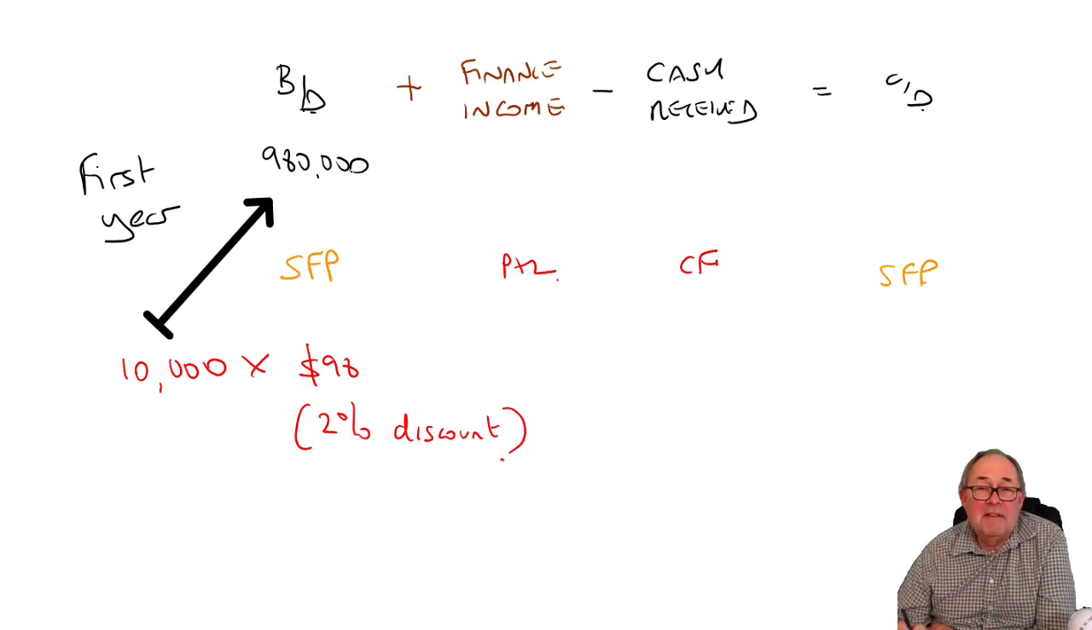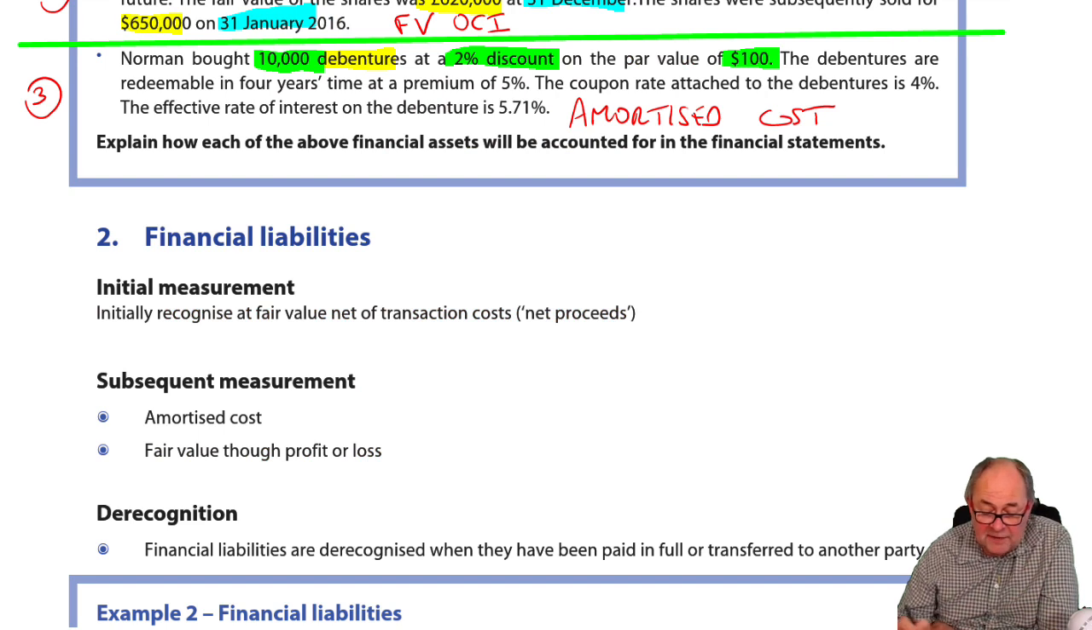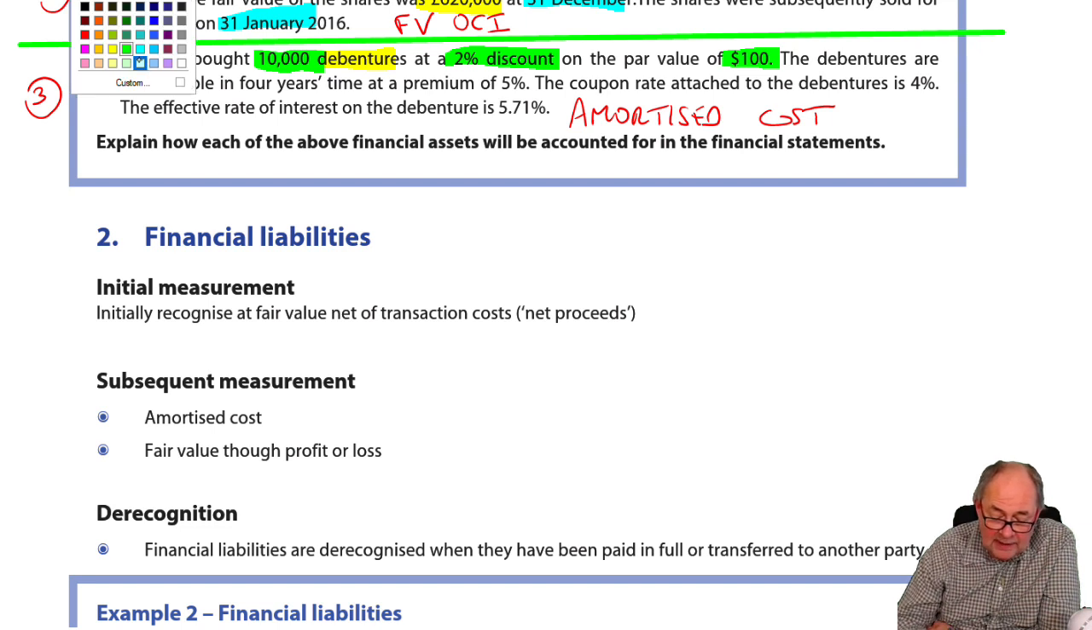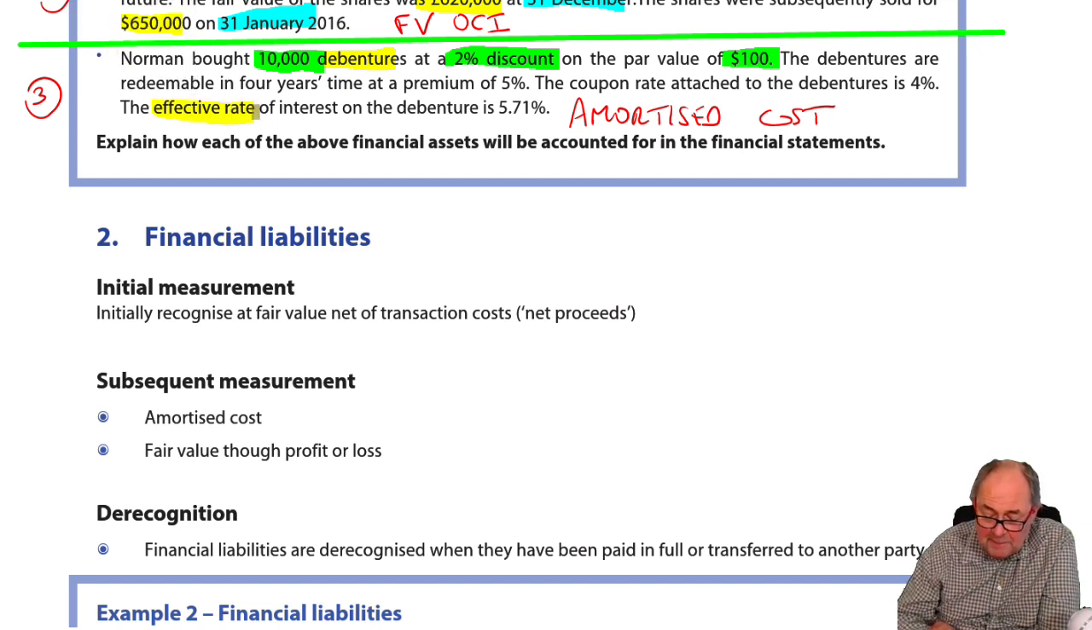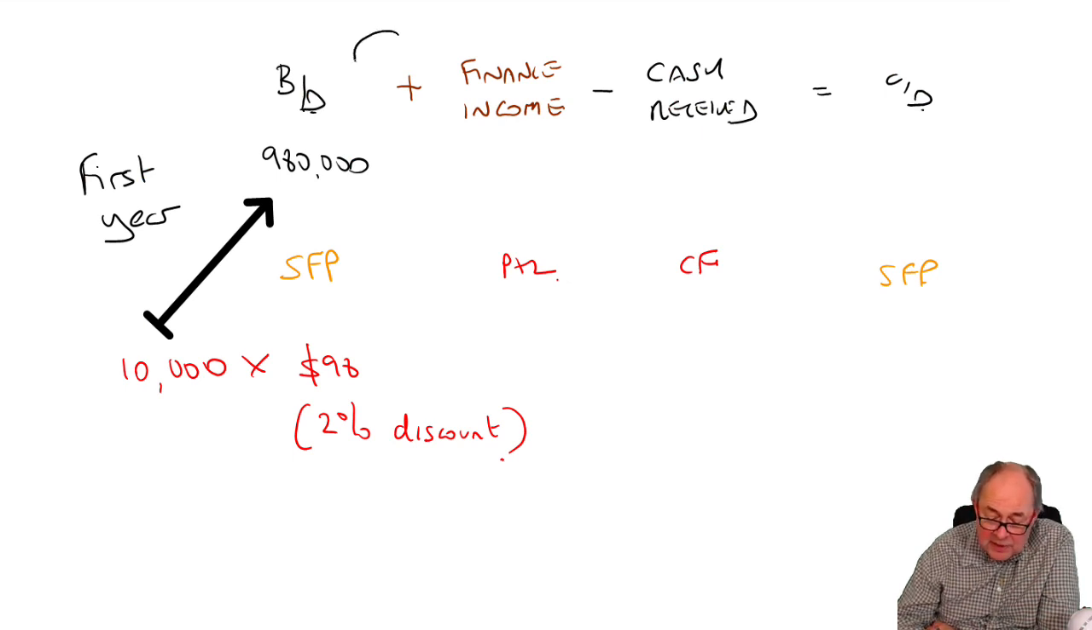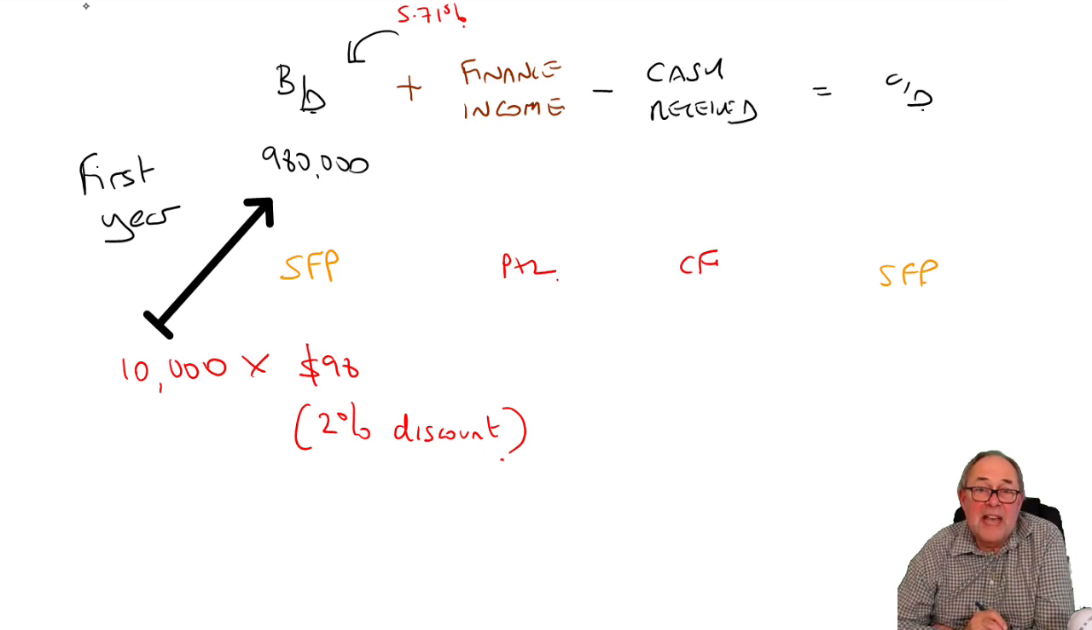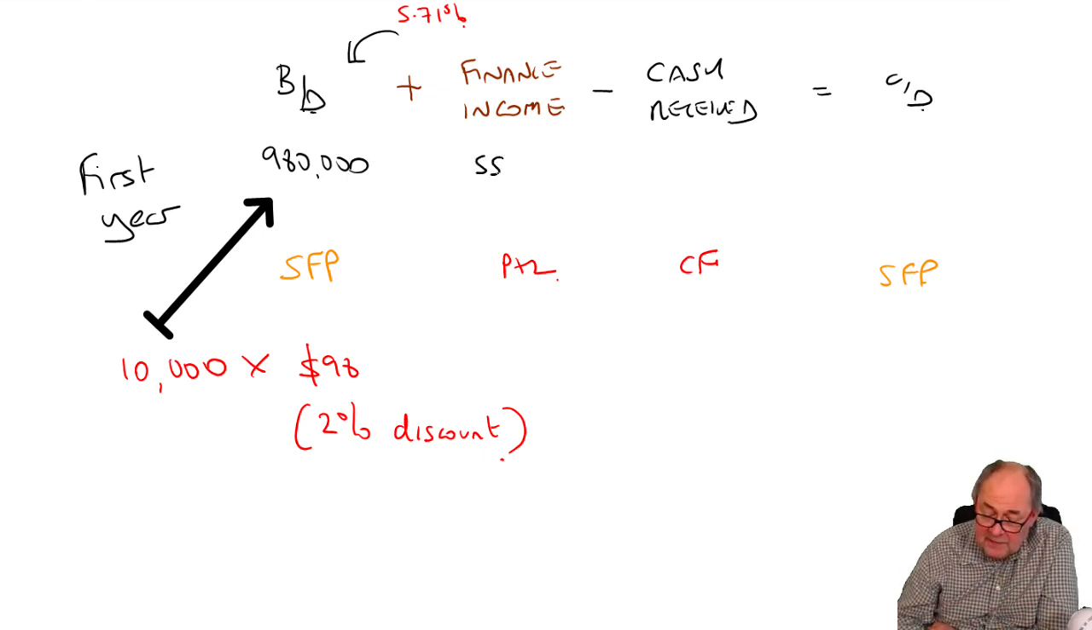You will be given the effective rate. The effective rate of interest is the figure that actually goes in the P&L. There it is. I'm highlighting it in yellow. That's the P&L rate, which is 5.71%. That's applied to the current carrying value, just like lease accounting. 5.71% of 980,000 is 55,958.